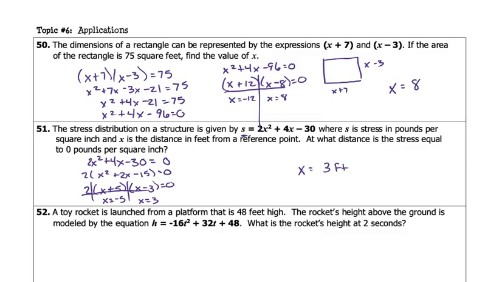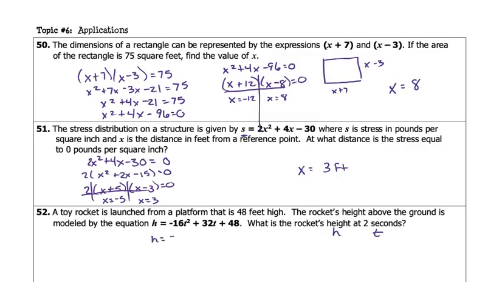All right, we have one more. A toy rocket, oh, I love these, launched, remember gravity's here. A toy rocket is launched from a platform that is 48 feet high. The rocket's height above the ground is modeled by the equation. They usually will give you the equation. What is the rocket's height at 2 seconds? So they want to know h, I don't know, but they told me t, 2 seconds, time. So if I know t, I need to go find h. So let's plug t in.